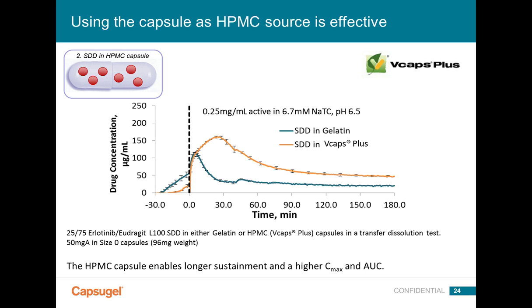Here's an example of architecture number 2, where we used a binary SDD encapsulated in VCAPS+. That's the sustaining capsule made of HPMC. This architecture is really convenient because all you need to do to increase the formulation sustainment is put it in a VCAPS+ instead of a gelatin capsule. So in this dissolution test, it's clear that the results for the VCAPS+ greatly outperform that of the gelatin capsule. It enables longer sustainment, similar to our previous architecture, a higher Cmax in this case, and much higher AUC.